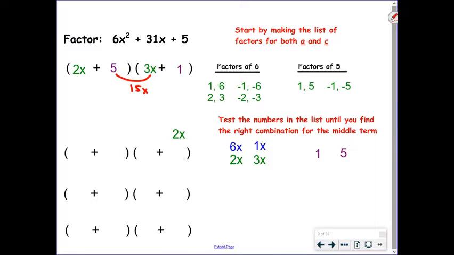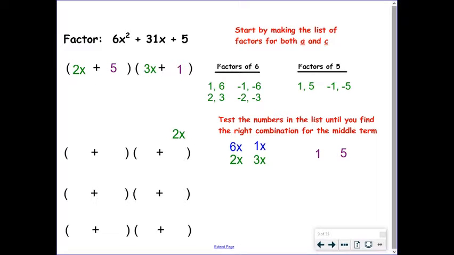What if I switched them? What if I put the 5 there and the 1 there? That gives me 15x and 2x, which is 17x. Nope, that doesn't work either. Okay, so now what? Well, those don't work. Go on to the next factors here.